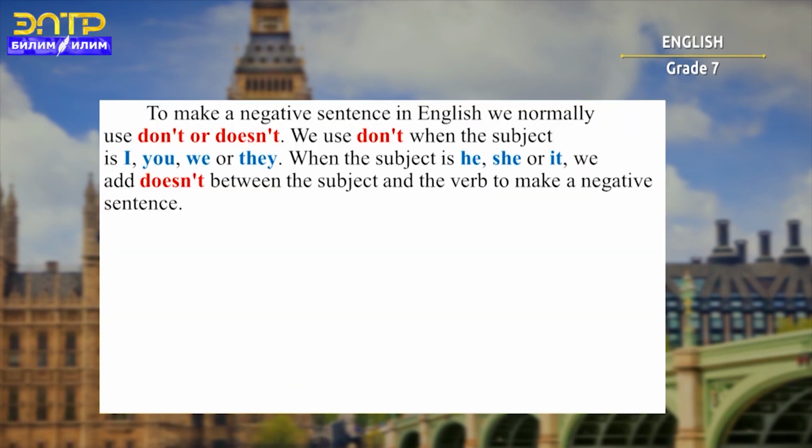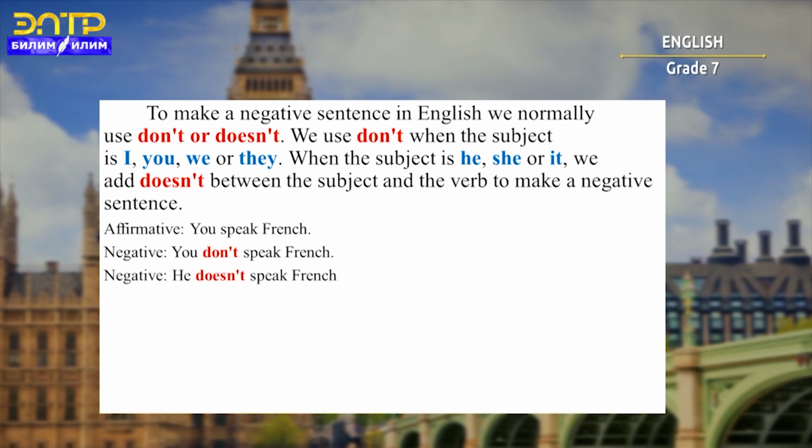To make a negative sentence in English, we normally use don't or doesn't. We use don't when the subject is I, you, we, or they. When the subject is he, she, or it, we add doesn't between the subject and the verb to make a negative sentence. For example, you speak French. It's an affirmative or positive sentence. You don't speak French. It's a negative sentence. He doesn't speak French. It's a negative sentence.